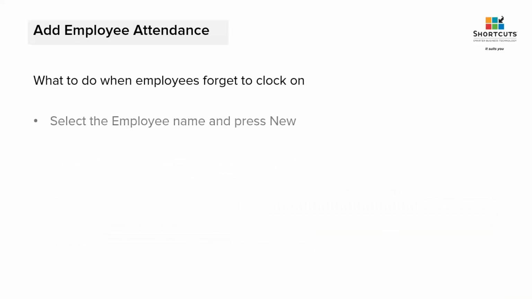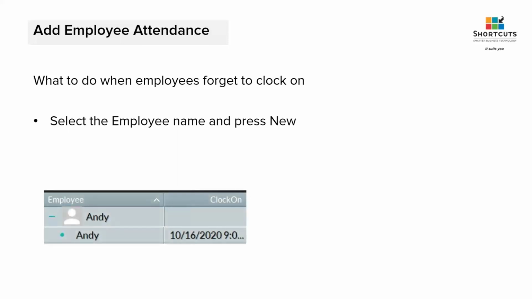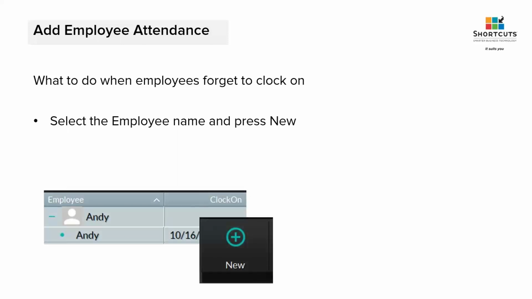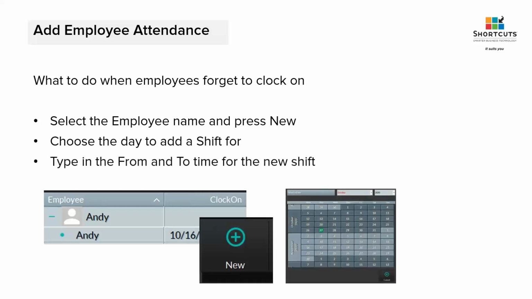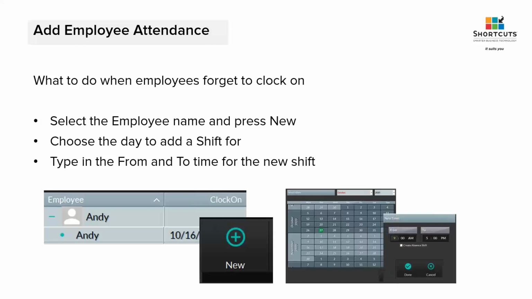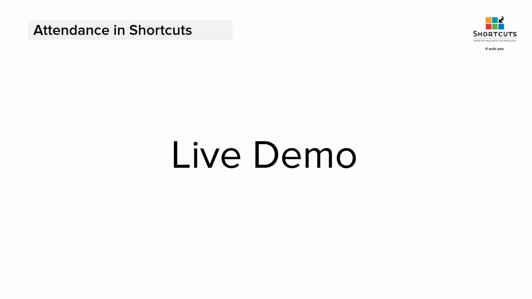And if a staff member forgot to clock in or forgot to clock off, you can create what's called a shift. So you would select the employee name. When you're in the attendance screen, you would press New, and Shortcuts will ask whether you want to add a shift for which day. You'll select the day and then tell Shortcuts their start and end time. Then when you rerun the attendance report, Shortcuts will correct any of the hours that were there previously.